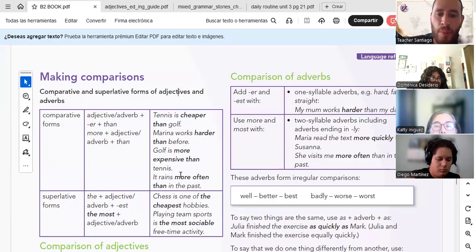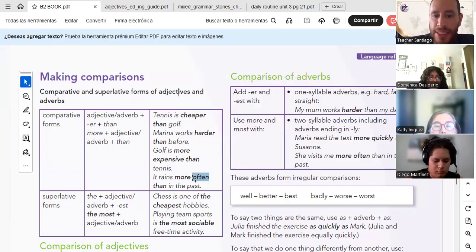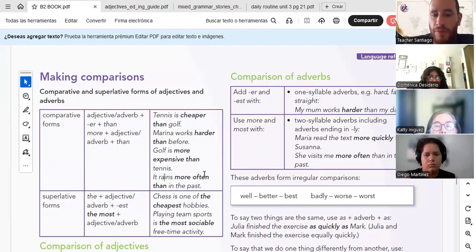It's rained more often than in the past. Two syllables or more, this is an adverb, it's talking about rains. Rains is the verb, right? So, it's rained more often than in the past. Llueve más a menudo que en el pasado. So, these are comparative adjectives and adverbs, right?